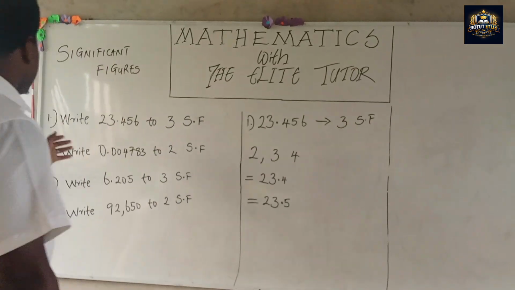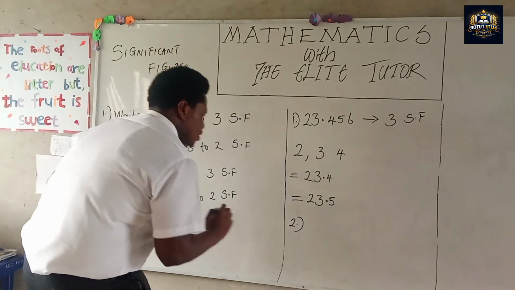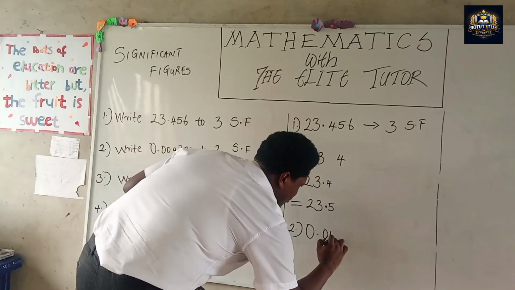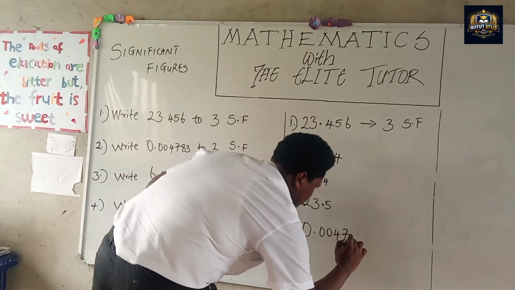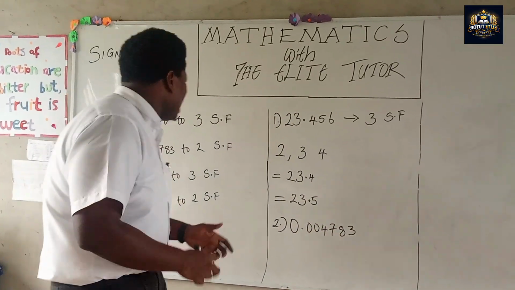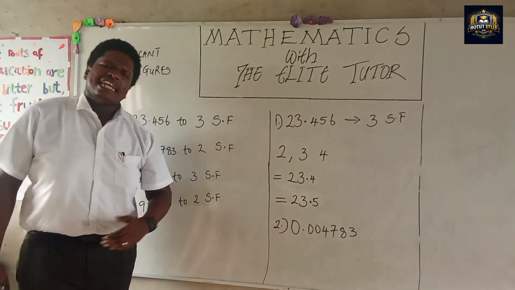Now let's look at the second example. We have 0.004783. Now we are asked to take this to 2 significant figures.